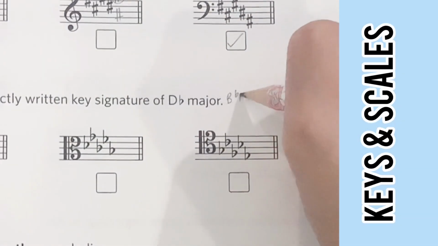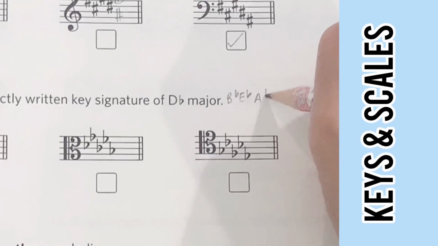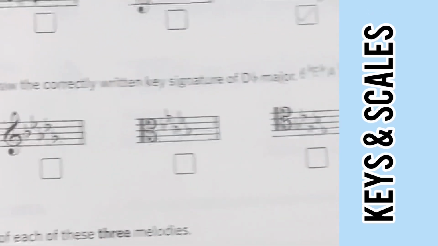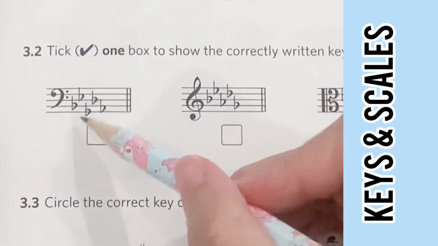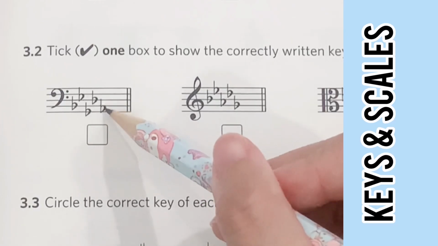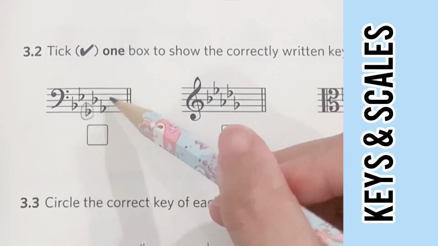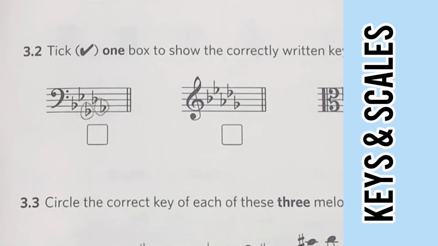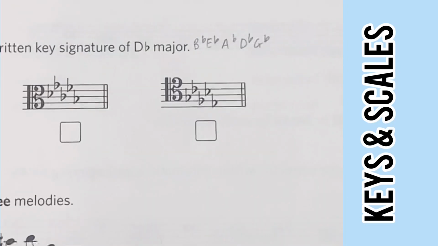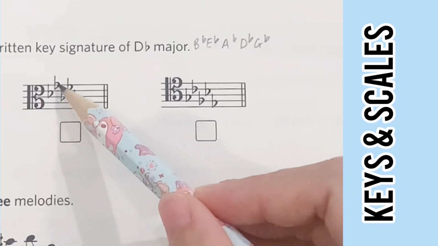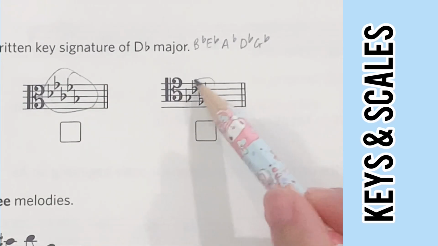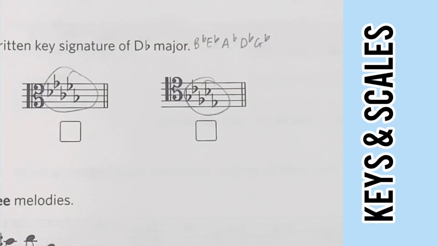Now we have D flat major, so it's B, E, A, D, G flat. Alright, it goes in this sequence, so we'll take a look at the first one. B, E, G, D, A, so the G and the A are switched. B, E, A, D, G. This is it, and then here, these are all wrong, in the wrong position, and this too is wrong.